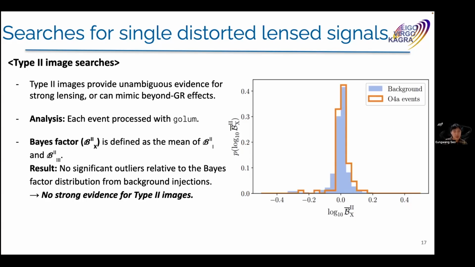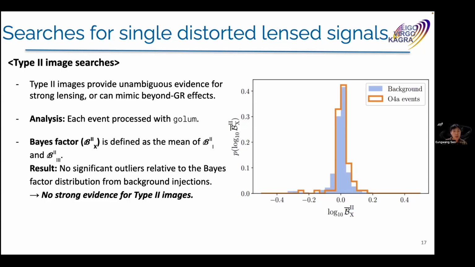Strong lensing is intrinsically uncommon, and even when it occurs, not all images are detectable with sufficient signal-to-noise ratio. But they are important because a confirmed type 2 image would provide unambiguous evidence of strong lensing, and if we do not explicitly search for them, these signals could be misinterpreted as deviations from general relativity, since they can mimic beyond-GR effects. For this search, we analyzed events using the Golden pipeline.